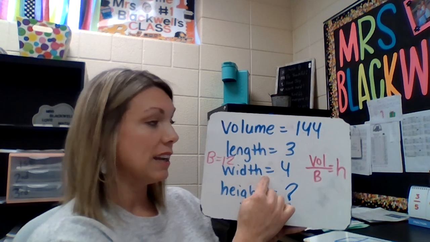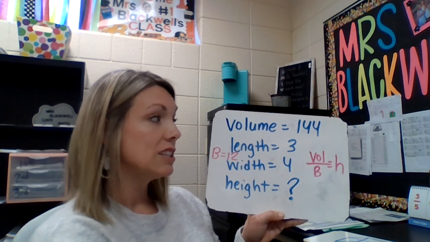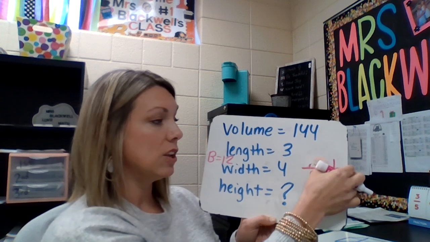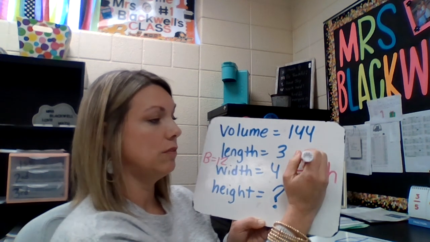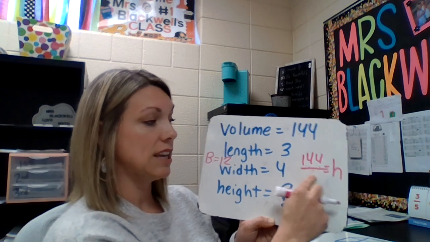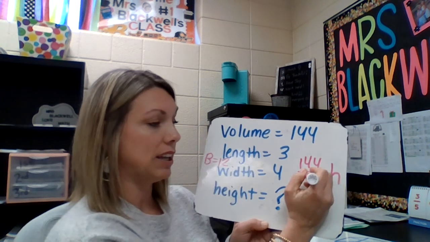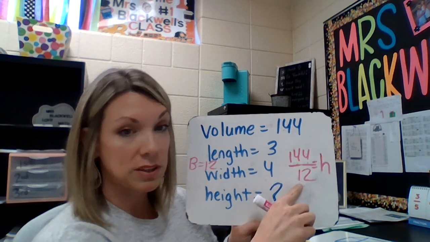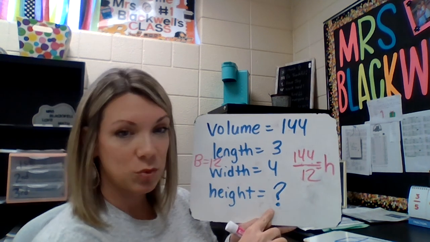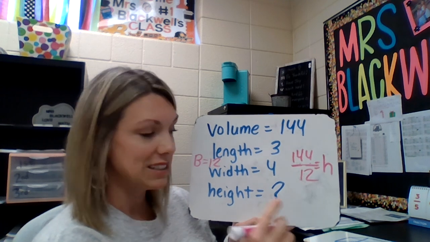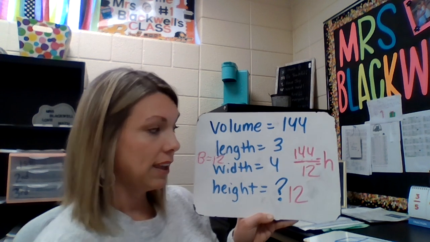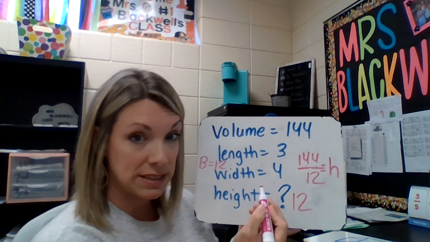So here we had our length and our width. We multiplied 3 times 4 and we got 12. So now we have our volume and we've got our big B. If you take your volume and plug it in, 144, and you take your area of the base and plug it in, then now you have 144 divided by 12. Now what is your height? 144 divided by 12 is 12 because 12 times 12 is 144. And that's how you find one of the missing pieces.